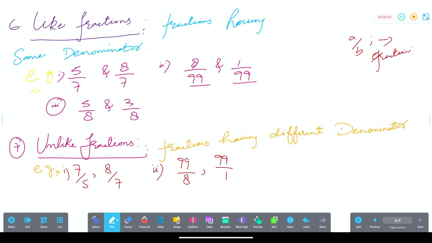Third example, I am taking 8 by 9 and 8 by 21. See, their numerator is the same, but the numerator hardly matters. It is the concept of denominator, whether it is unlike or like. So 8 by 9 and 8 by 21 have different denominators, 9 and 21, so they are unlike.